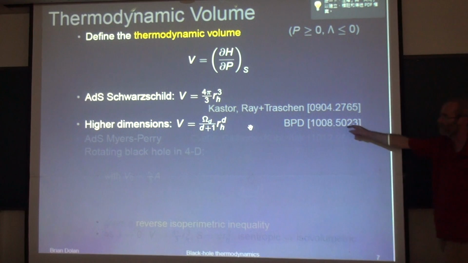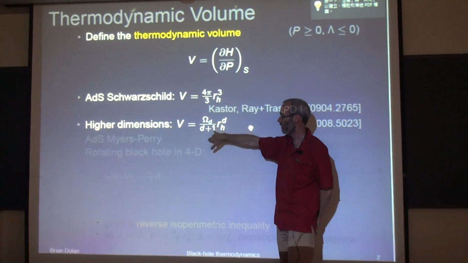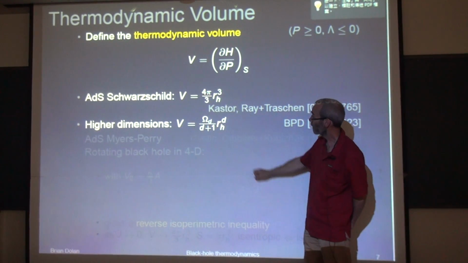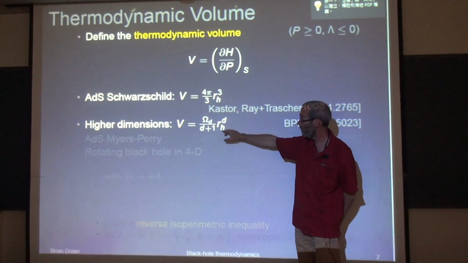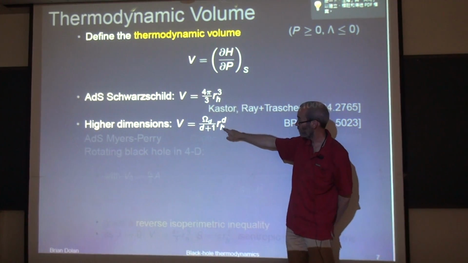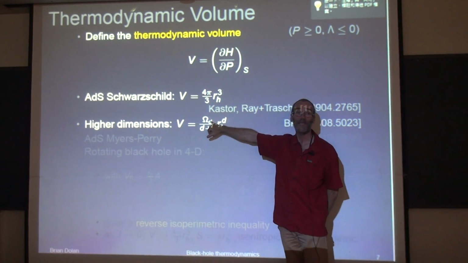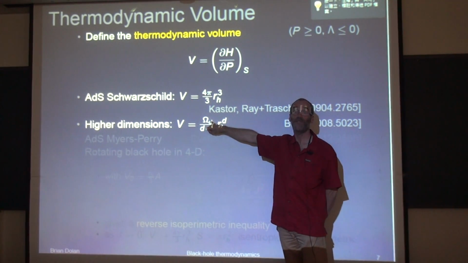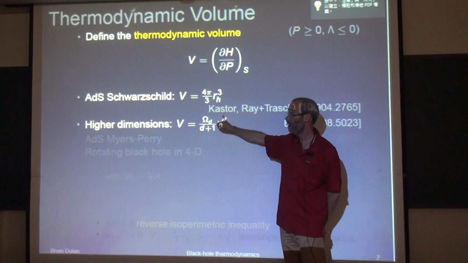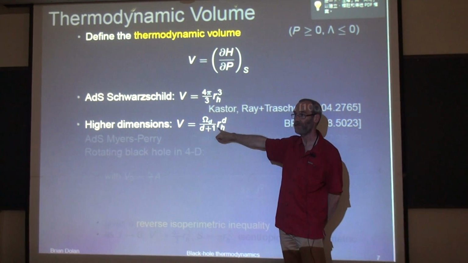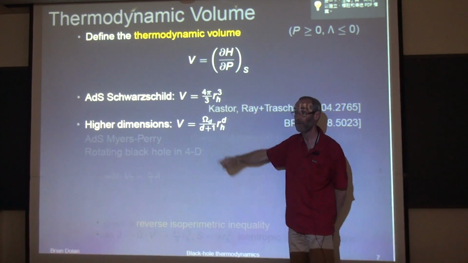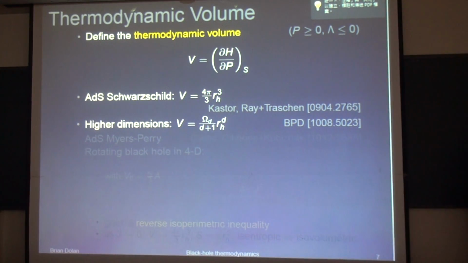This is the ordinary four-dimensional result. If you go to d plus 2 space-time dimensions, then you get a very similar result. So omega d here is the area of a unit d sphere. So again, this is looking like the geometric volume of a sphere in d plus 1 dimensional space. Again, I emphasize that you should not think of the thermodynamic volume as being geometric.